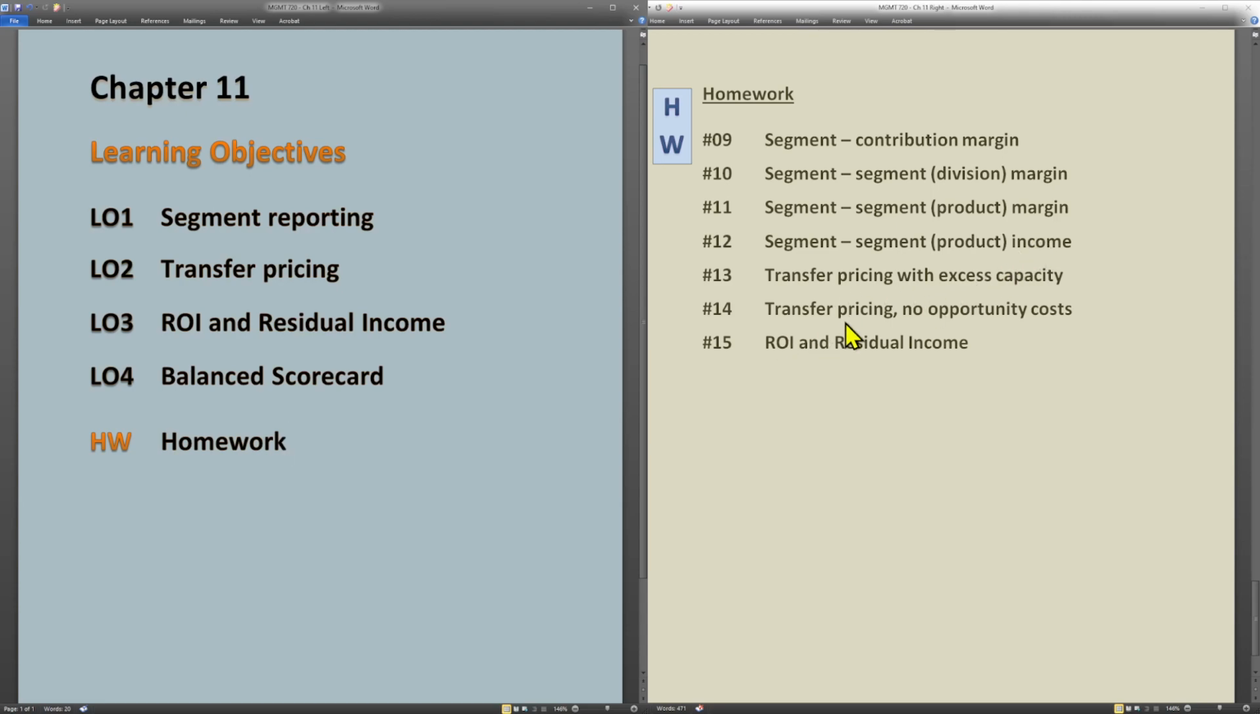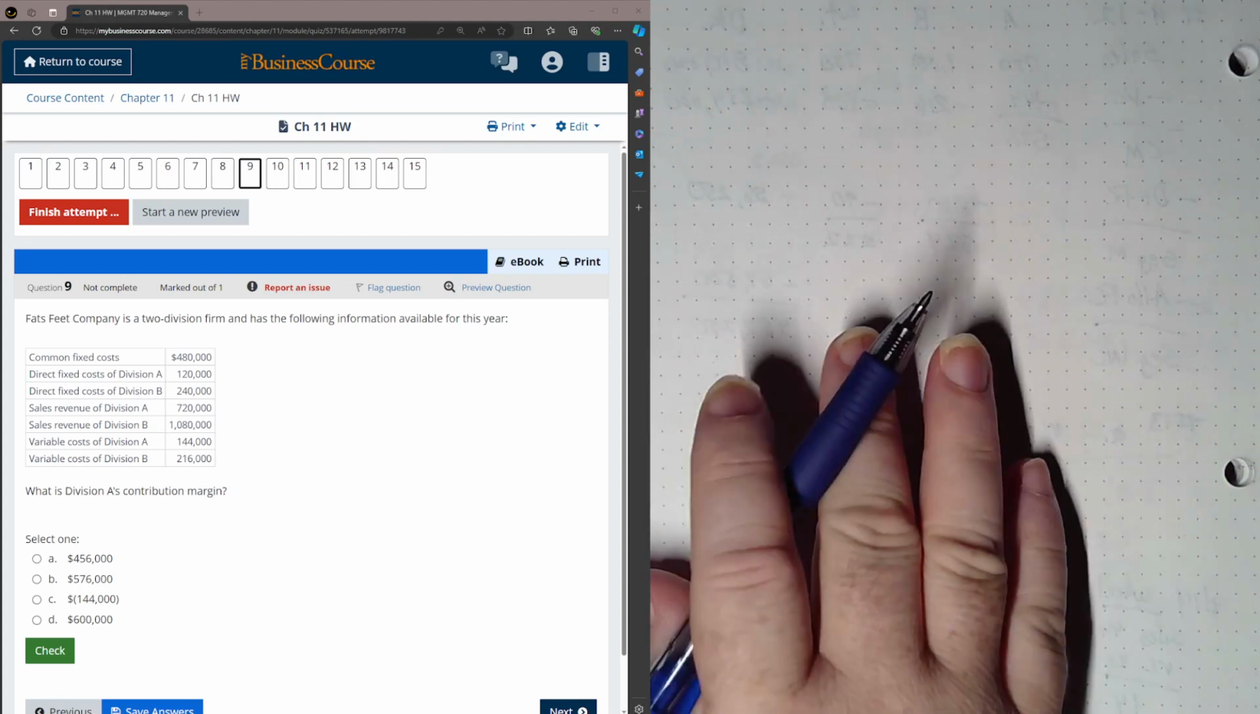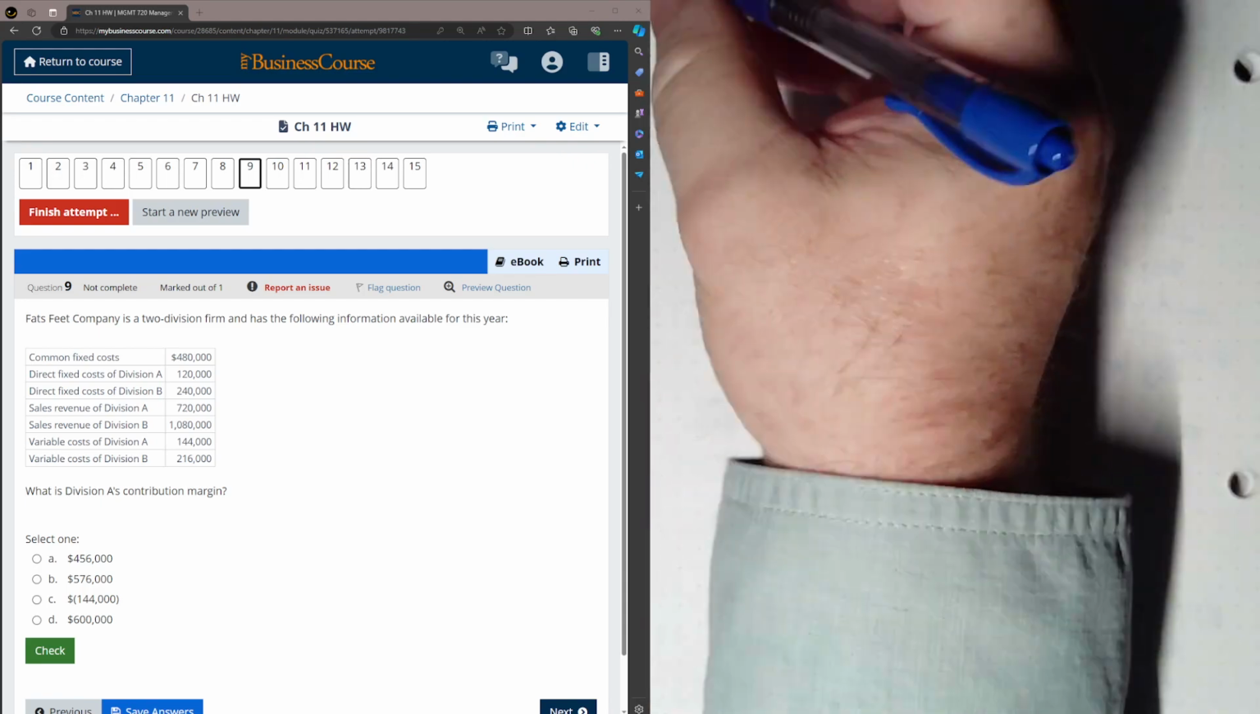Transfer pricing, we got 2 questions on transfer pricing, and then 1 on ROI and residual income. Okay, let's dig into those. Okay, so these first 4 questions, 9, 10, 11, and 12, are all similar in that they deal with different parts of segment reporting. So let's take a look at the segment reporting.